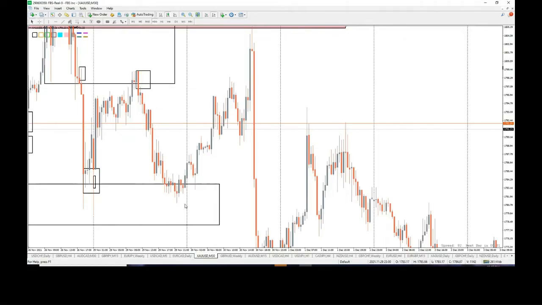Boom. Put down there. If you go to a lower time frame, you can get so much re-entry. This is your re-entry.